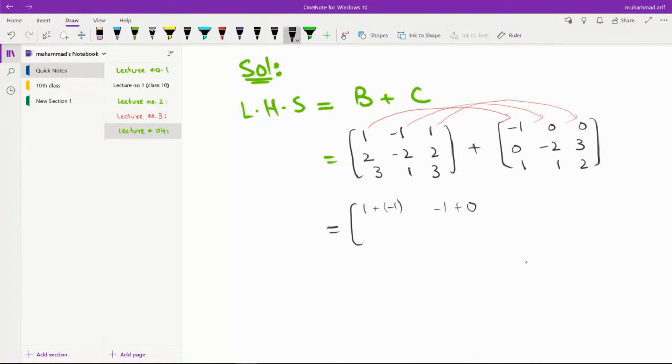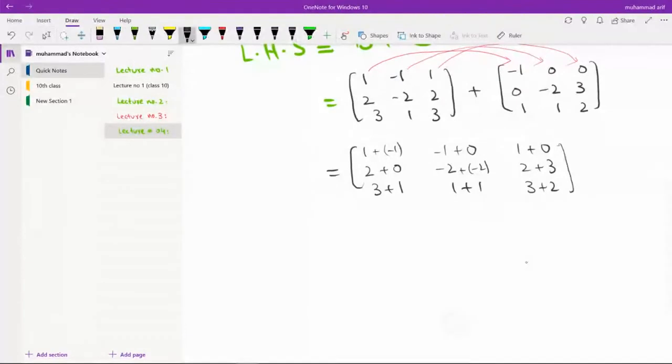-1 plus 0, 1 plus 0, 2 is added with 0, -2 is added with -2, 2 is added with 3, 3 is added in 1, 1 is added in 1, and 3 is added in 2. Here we add corresponding elements. Now simplify, it becomes 0, -1, 1, 2, -4, 5, 4, 2, 5. We say it equation number 1.